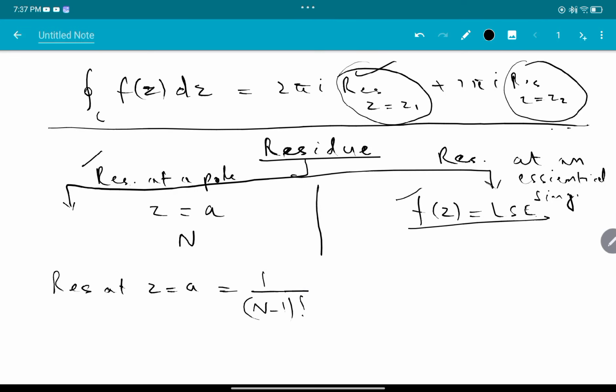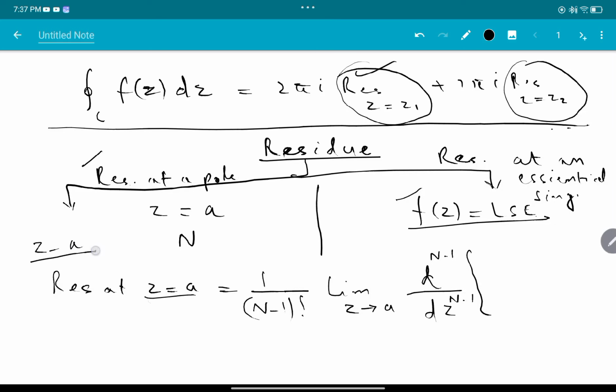Then we have the limit as z tends to a, then the (n minus 1)th derivative, d^(n-1) by dz^(n-1), of, now it has to be seen, of what? Of z minus a. z equal to a is the singularity. If we transpose a to this side, then we get z minus a.